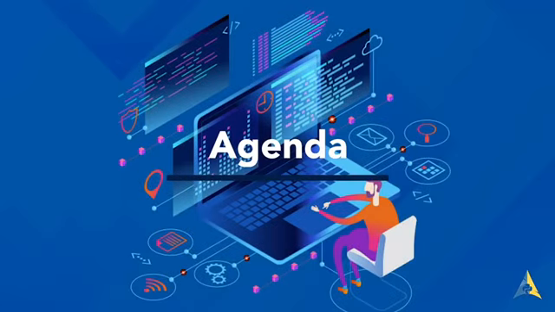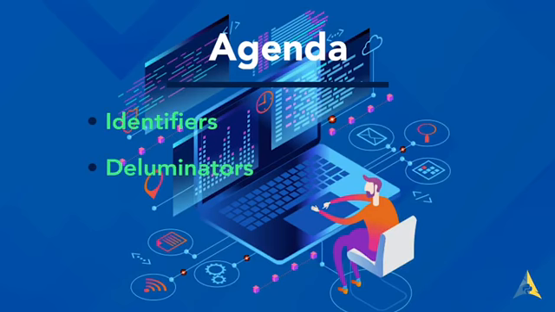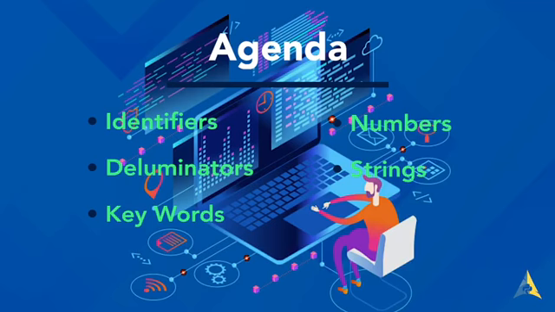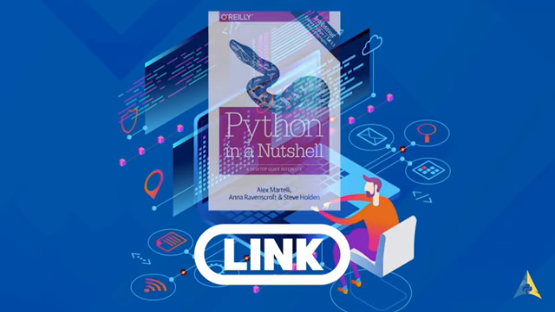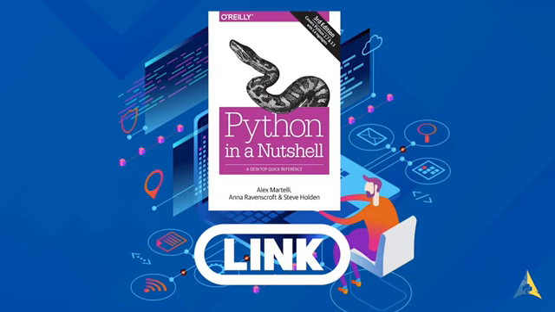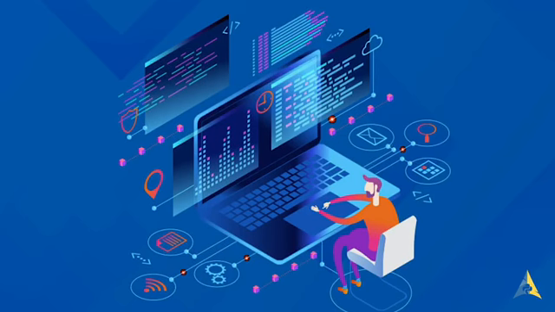In this episode, we will be covering identifiers, as well as delimiters, keywords, numbers, strings, their manipulations, and operators. This episode will be longer than the first one because there's a lot more material to cover. This episode is also based off a book called Python in a Nutshell, which the link is in the description. That means everything in this tutorial is fact-checked and extremely in-depth.